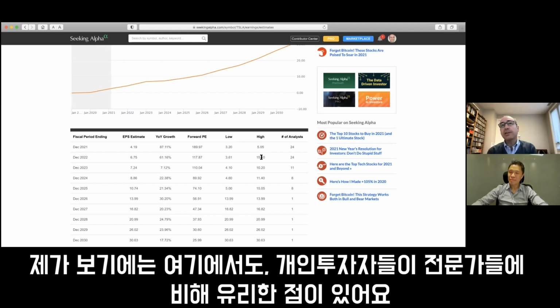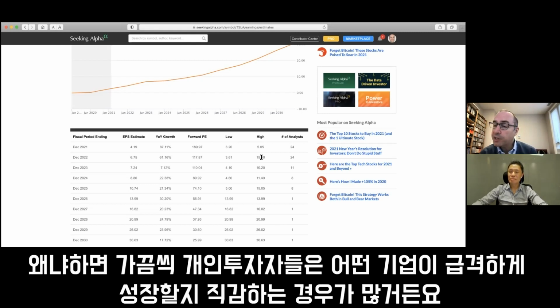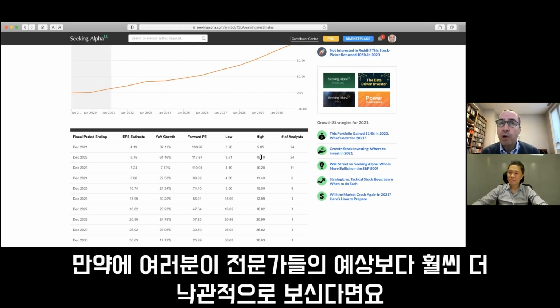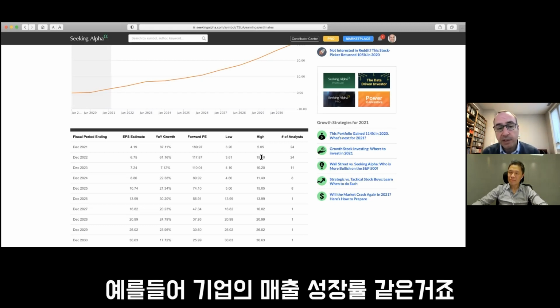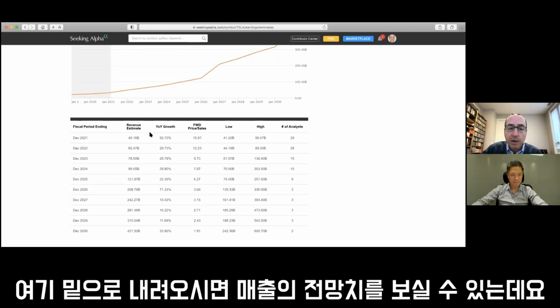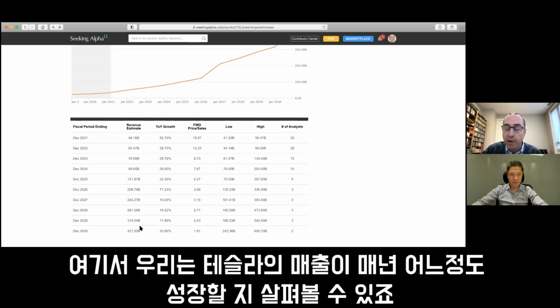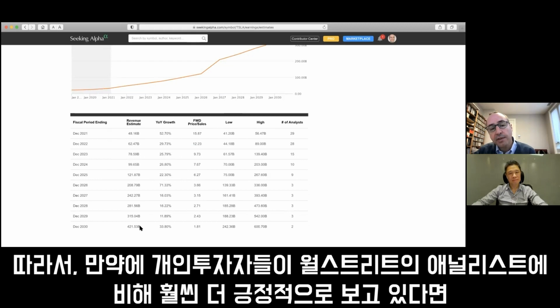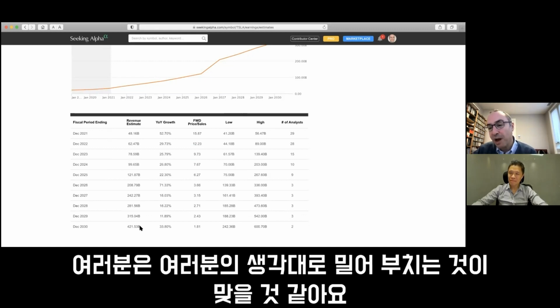And I think it's here that individual investors have an advantage over professional investors, which is that sometimes individual investors have a really good sense of, I think this company is really going to grow. And in that case, if you're much more optimistic than what the analysts are saying in terms of the company's revenue growth, for example, so here we also show revenue growth estimates, right? Here you can see the predictions of how much Tesla will grow its revenue. I think there's very little science involved in this. And so I think that if an individual investor is much more optimistic than the Wall Street analysts, you should follow your gut on this.